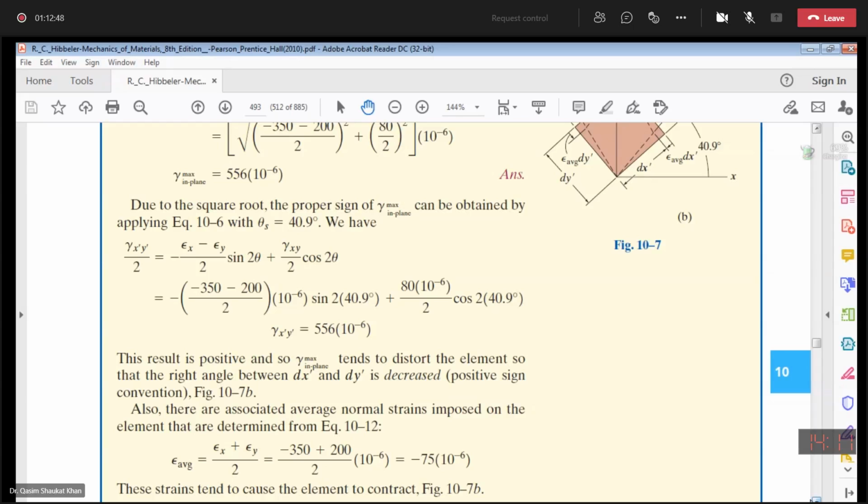Guys, we will have a short break, and after the break, we will start with Mohr's circle for the plane strain case. Okay? So we will have a break. We will restart the class at 2:25.